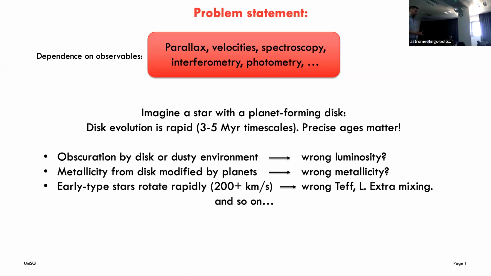So we can turn this into a problem statement. Imagine that you have a star that has a planet-forming disk. Now, disk evolution is very rapid. It happens on timescales of a few megayears, and so precise ages are really important.